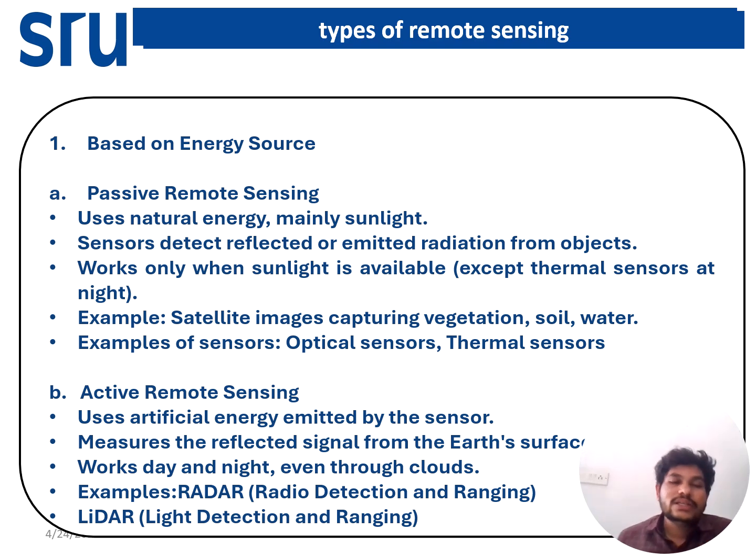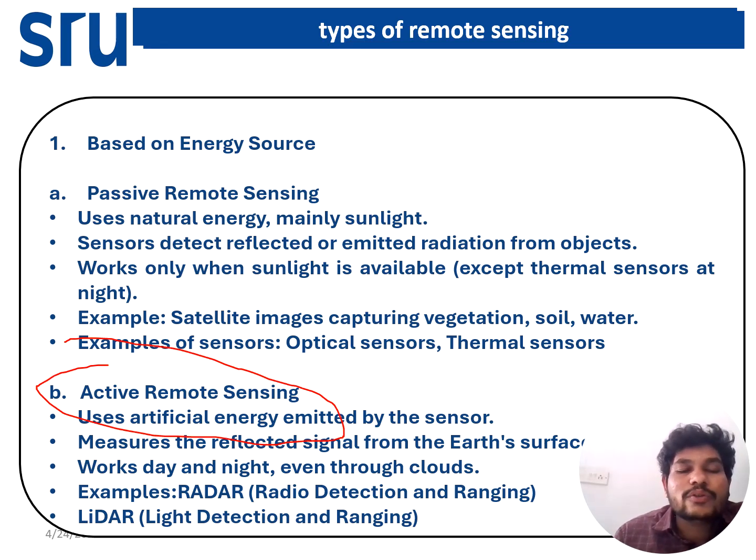Example sensors used are optical sensors and thermal sensors. Then active remote sensing uses an artificial source and measures the reflected radiation coming from the source. So it works day and night, but passive remote sensing works for daytime only. Examples are RADAR, radio detection and ranging, and LIDAR, light detection and ranging. So if rain or cloud is there, in that condition also we can use active remote sensing.